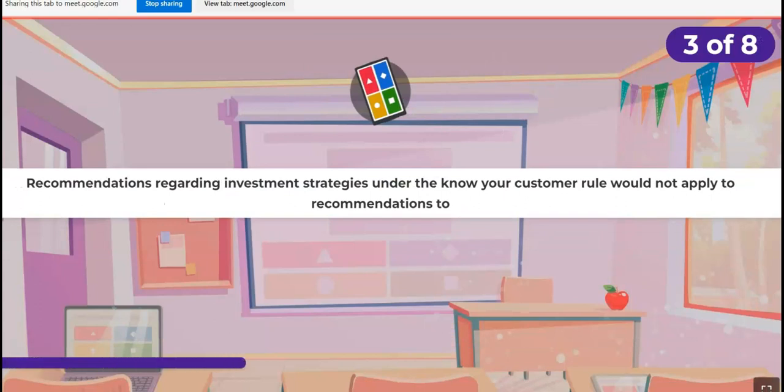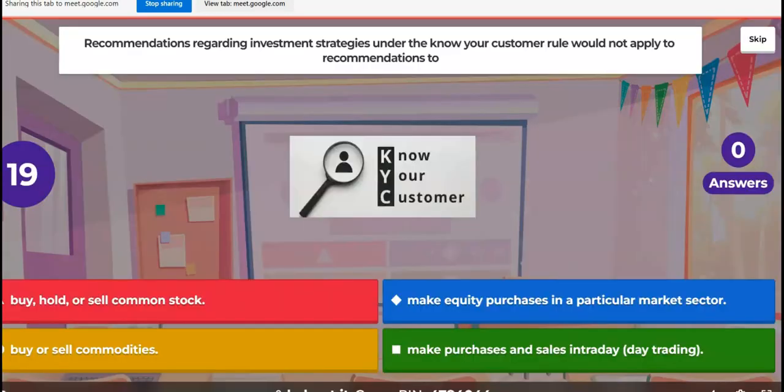Recommendations regarding investment strategies under the Know Your Customer rule would not apply to recommendations to: A. Buy, hold, or sell common stock. B. Make equity purchases in a particular market sector. C. Buy or sell commodities. Or D. Make purchases and sales intraday, day trading.